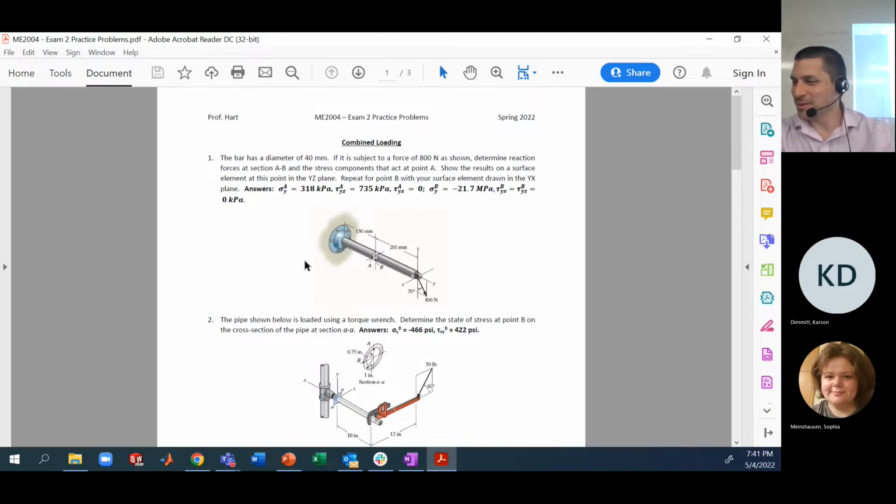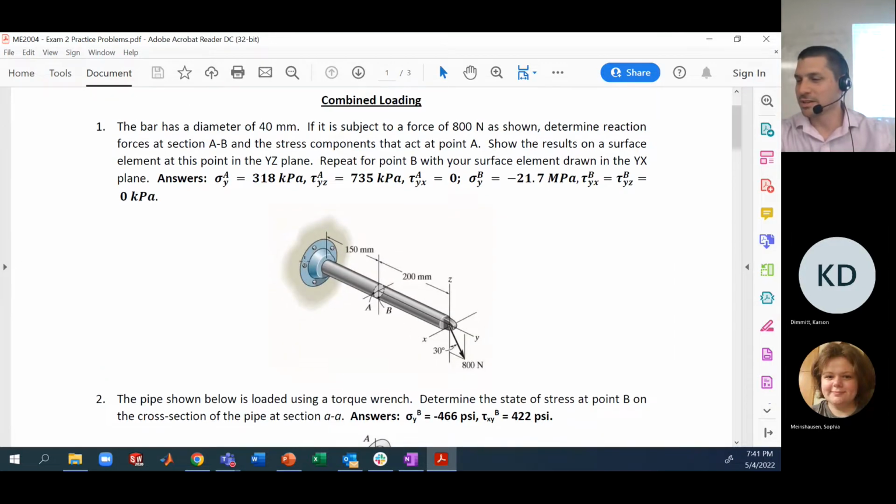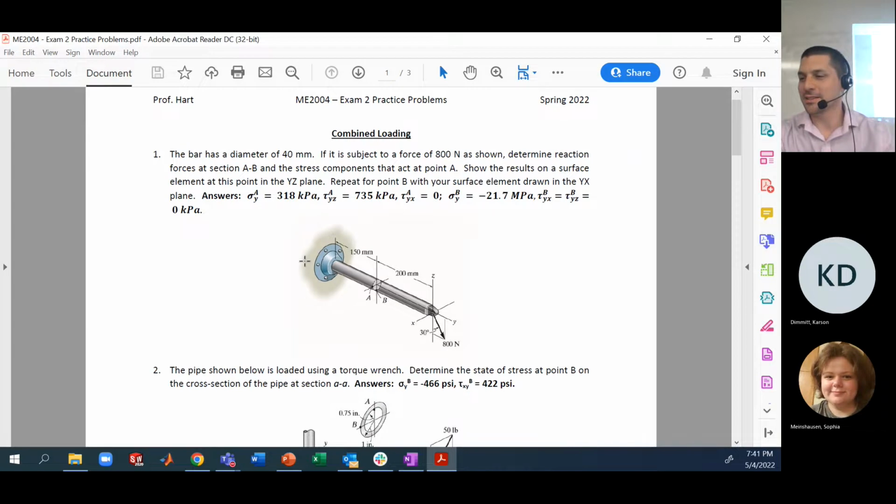Okay. So here are your practice problems. If you can't tell, combined loading is the thing for this class. Okay? If you can walk away and do combined loading in this class, you can basically do everything. I mean, it's everything. So your 3005 professor will be very happy with you if you know how to do combined loading.